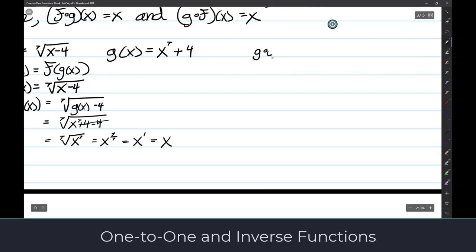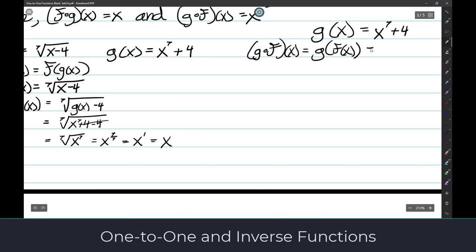g circle f of x equals g of f of x. Which is going to be, let's write it up here. If g of x is x to the seventh plus 4, then g of f of x is going to be f of x to the seventh power plus 4.